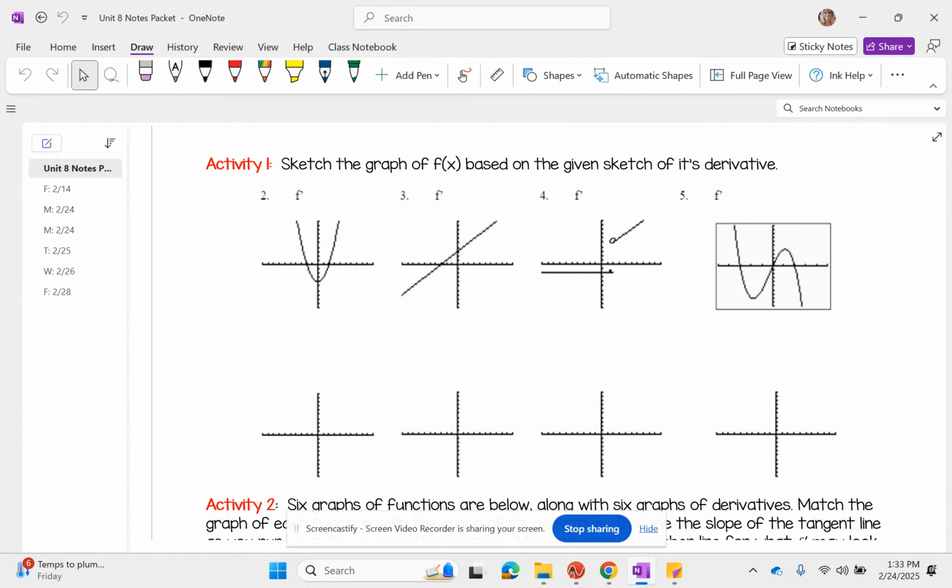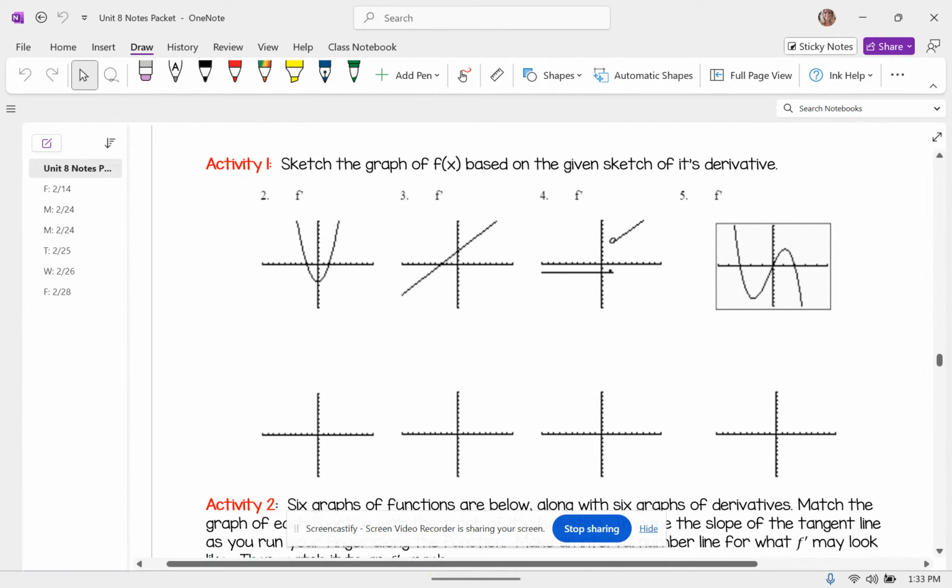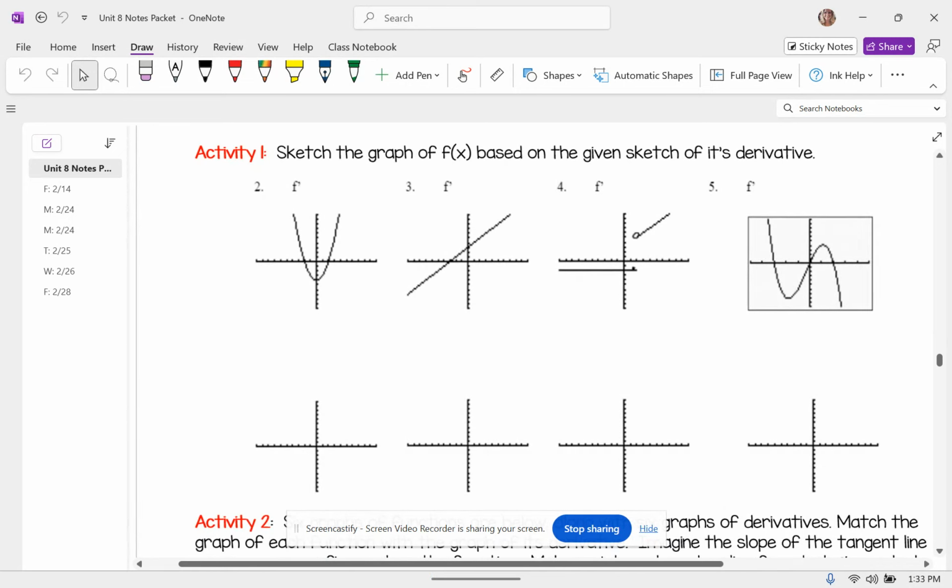All right. So let's begin by thinking of a way that we could do this so it's the same every time. An algorithm, if you will. The degree is going to decrease by 1. So let's begin by classifying the original so we know what its derivative is going to look like.